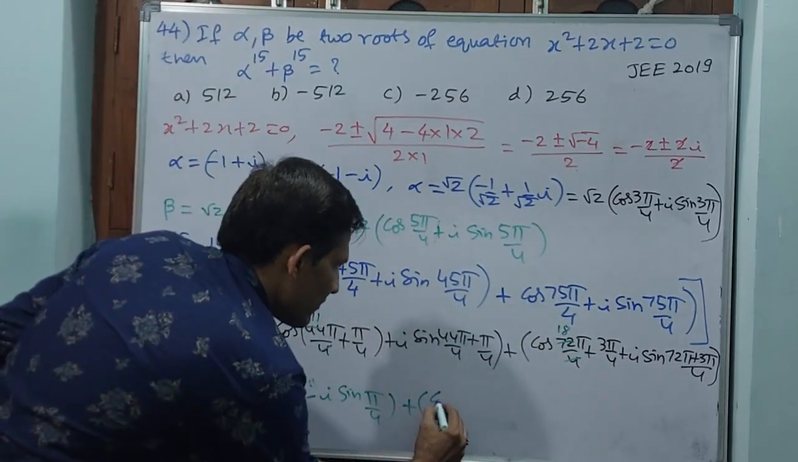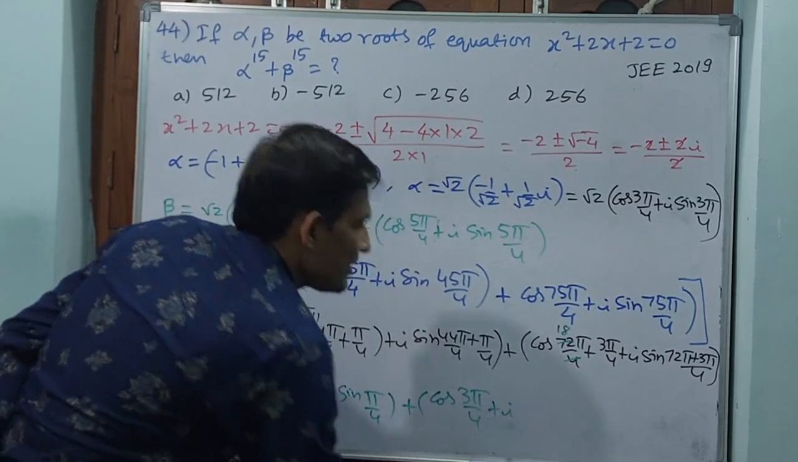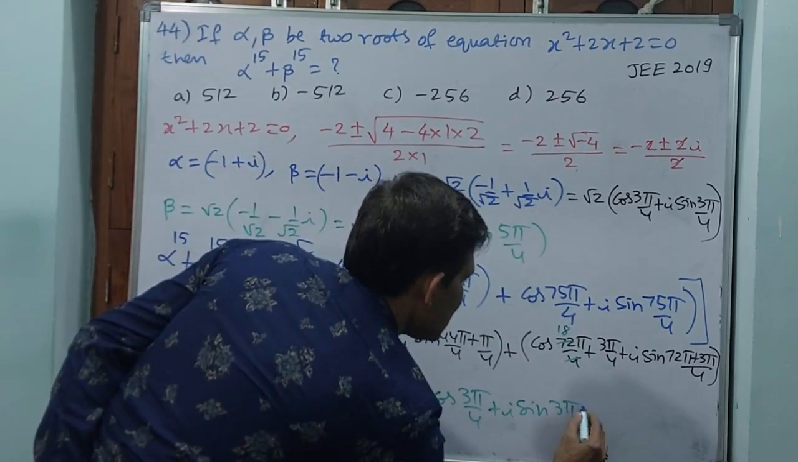Write down cos 3 pi by 4. At present write cos 3 pi by 4. Afterwards we will split this again. Plus i sin, this also same, sin 3 pi by 4. Sin 3 pi by 4.